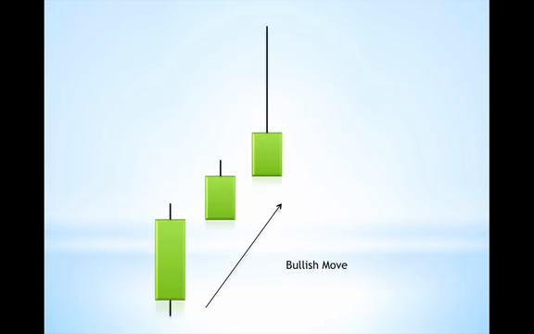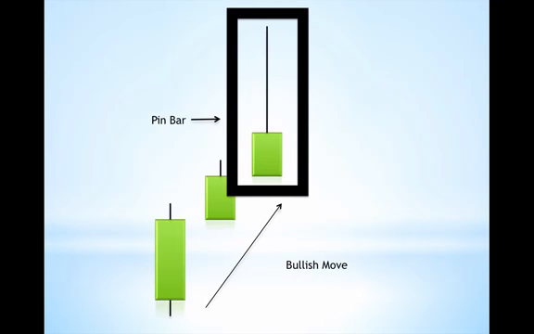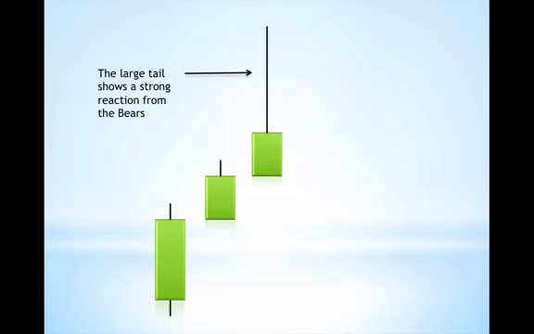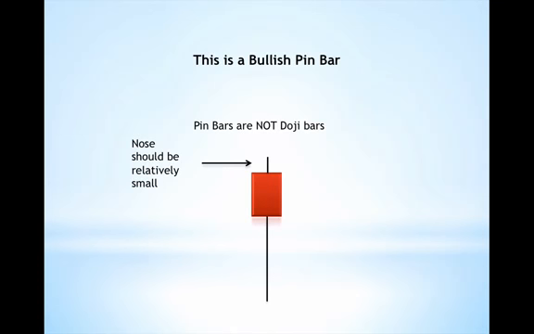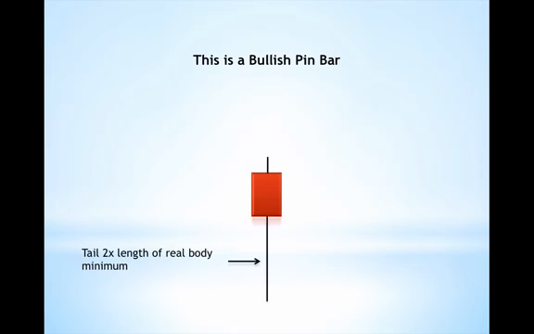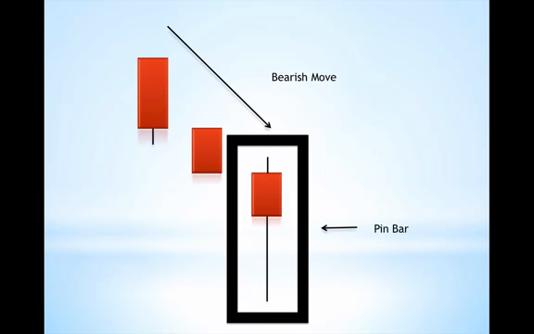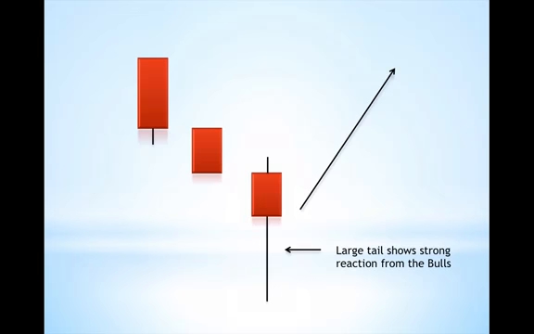You will find a bearish pin bar after a bullish move in the market. The reason the candle works is because the large wick shows a strong surge of sellers coming into the market. This suggests that the bears may be gaining control. A bullish pin bar is the same, but will be found after a bearish move. Any nose or wick should be really small. It should also be noted that a pin bar is not a doji candle. Even with a small nose, the tail is still 2 times the length of the real body. After a bearish move, the pin bar will appear, suggesting that the bulls are taking control of the market.